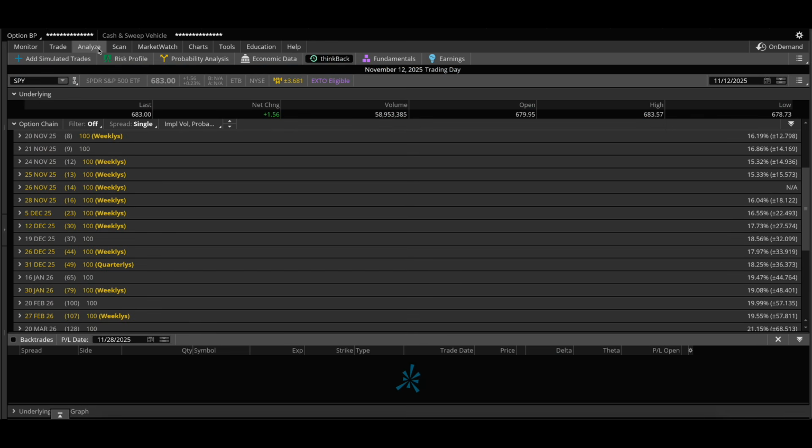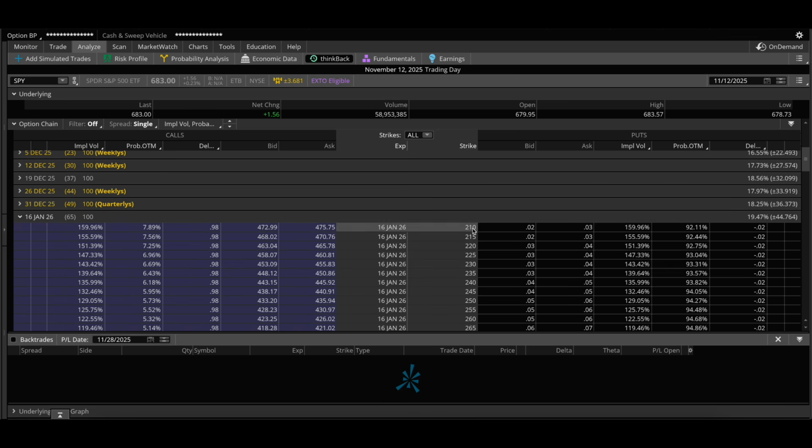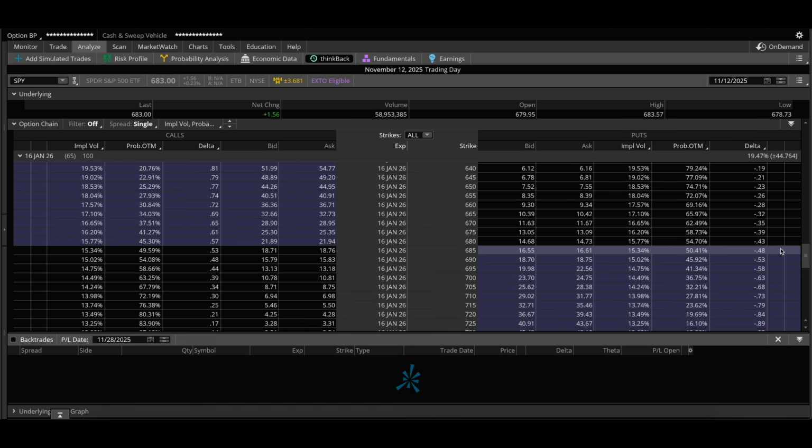So let's head over to the Analyze section of the software. I have SPY populated in the Charts tab, and we're looking at the thinkBack section in that Charts tab here, and I have November 12th, 2025 populated. And that was just before the market started to sell off. So let's assume that we entered into some put debit spreads on January 16th of 2026. So these options would have expired in 65 days. And we can see here, let me scroll down. We can see here that SPY was trading at $683 per share, roughly.